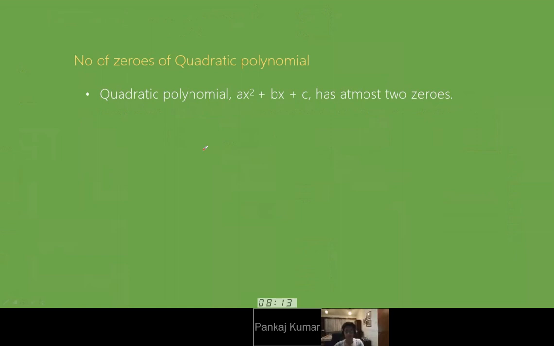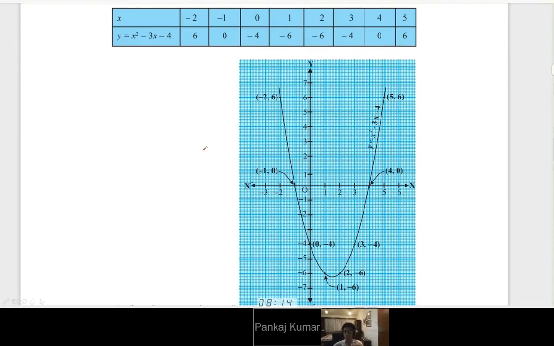Okay. So for a quadratic polynomial, ax squared plus bx plus c, using our standard formula p(x) is equal to a_n x to the power n, when the degree is 2, we will have ax to the power 2 plus bx plus c. So it can have at most 2 zeros. So this is the graph of this one polynomial.